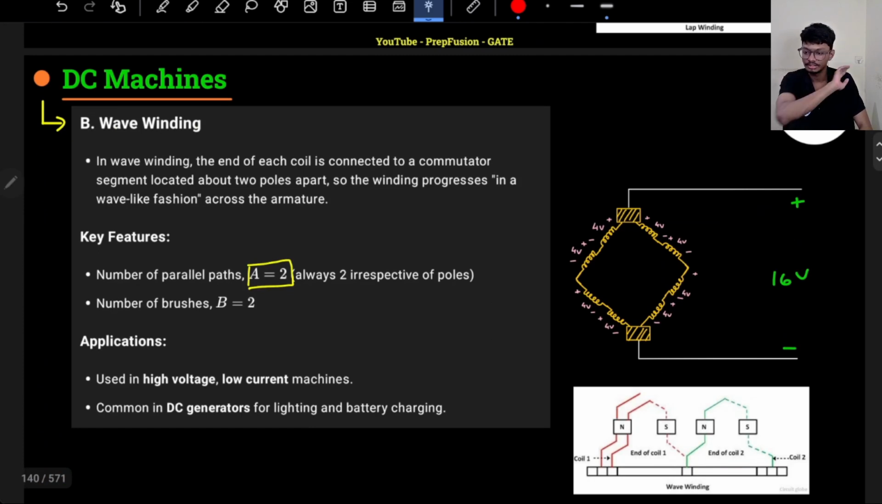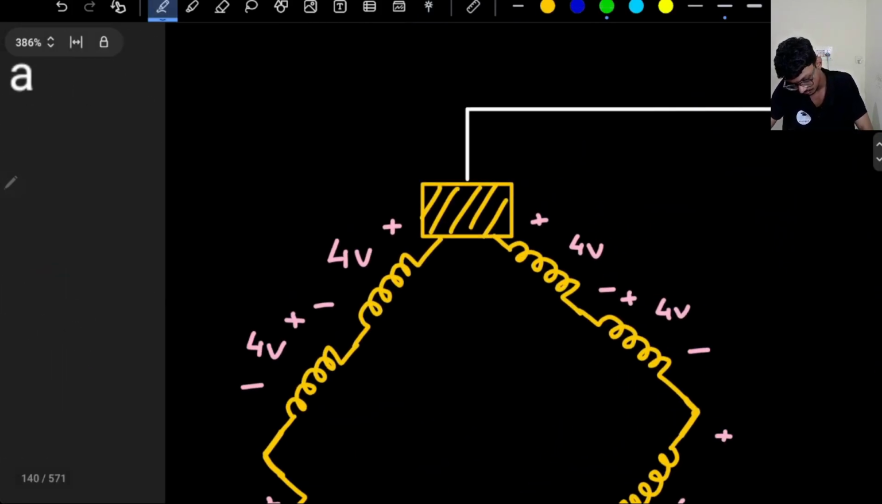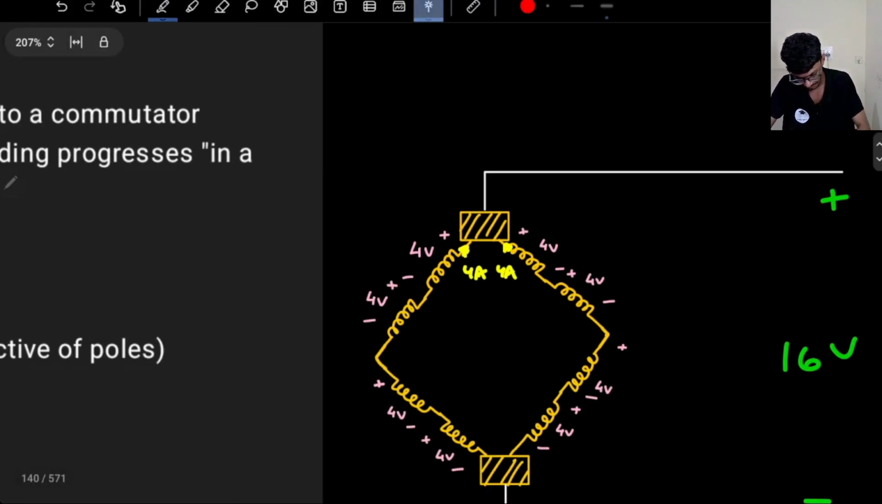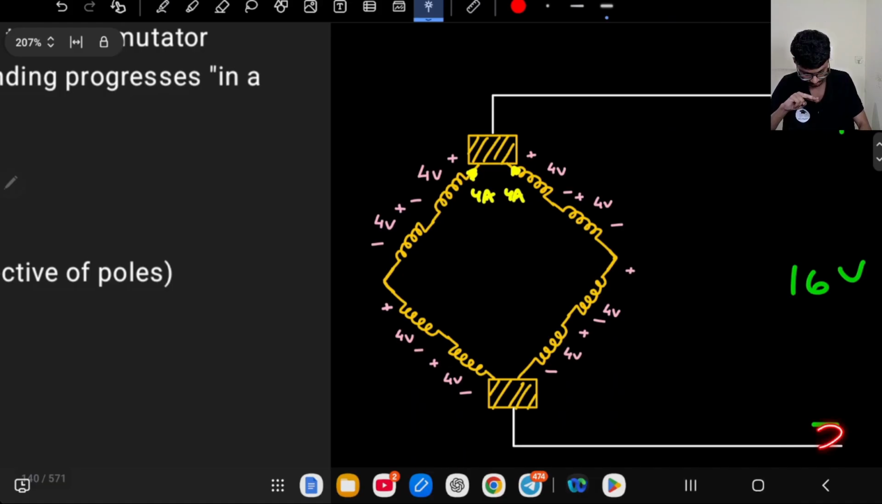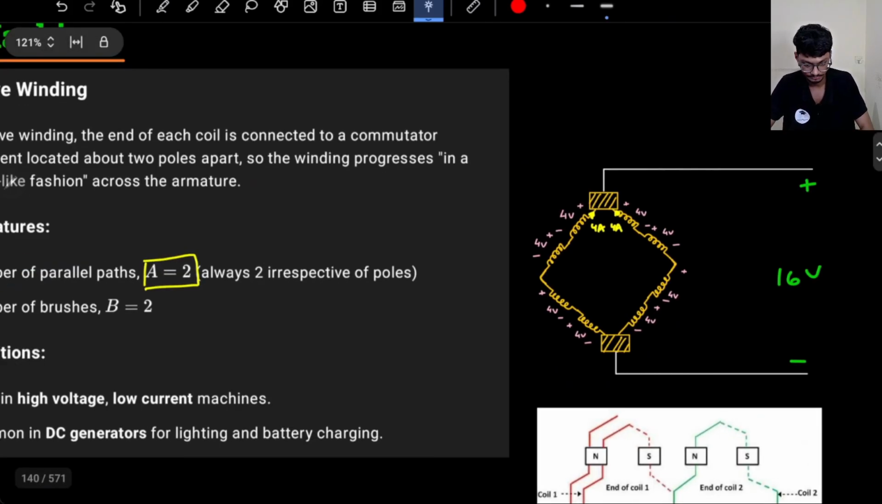In wave winding, the number of parallel paths is fixed, that is 2, and the number of brushes also will be 2. So here again the same thing: 4 amperes current is leaving from here and 4 amperes current is leaving from here. So how many parallel paths do I have? Only 2. This is just like the negative terminal. For the positive terminal I have only 2 parallel paths. So the number of parallel paths is 2 only here.